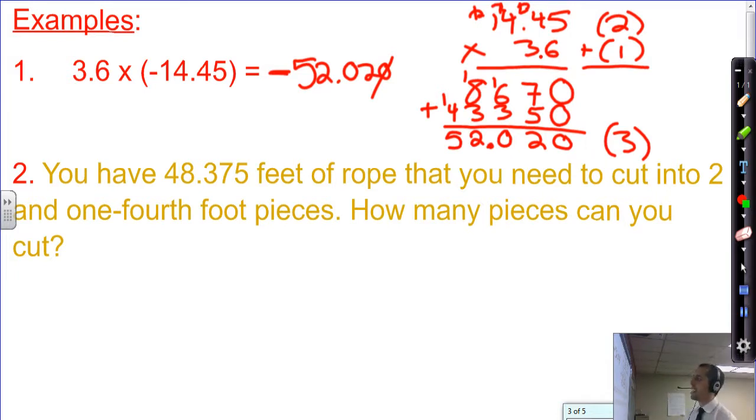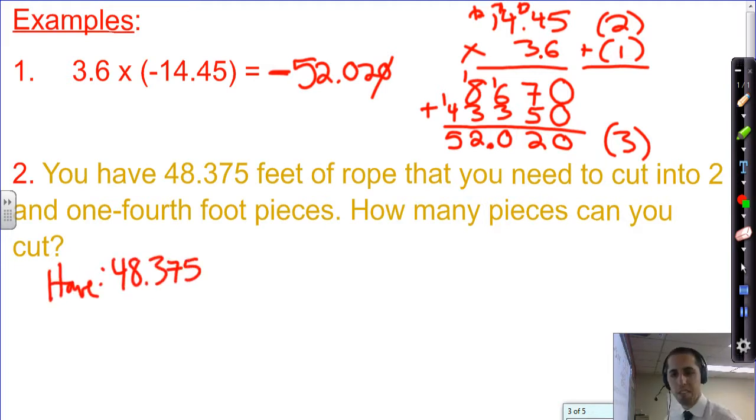2, you have 48 and 375 thousandths feet of rope that you need to cut into 2 and 1/4 foot pieces. Ugh. How many pieces can you cut? So we need to first, let's take some notes to figure out what we have. We have 48 and 375 thousandths.